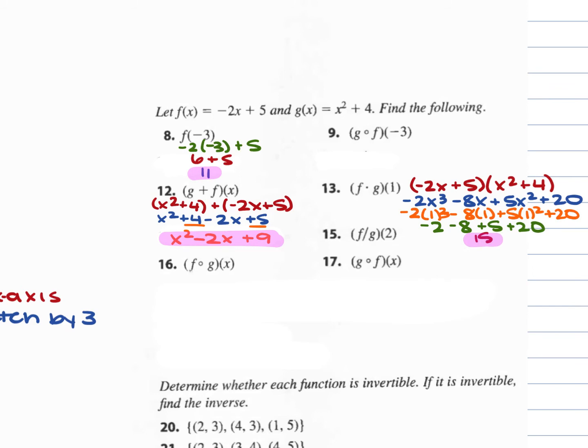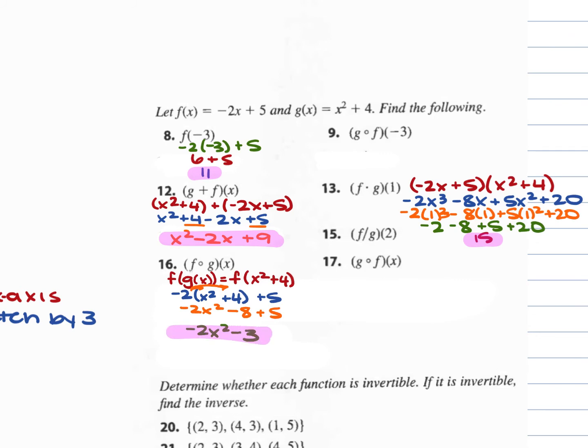I'm going to skip to number 16 and then 17. For 16, we have f of g of x. So we're taking f of g of x, plug in your g of x for x in f of x. So you're really doing f of x squared plus 4. So we're going to have negative 2 times x squared plus 4 plus 5. Distribute the negative 2 in. We get negative 2x squared minus 8 plus 5, which simplifies to be negative 2x squared minus 3.